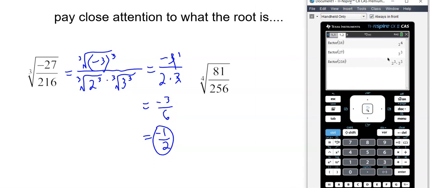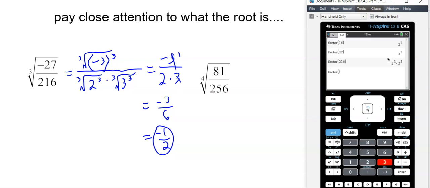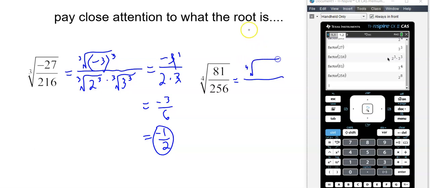Same thing here. Let's do prime factorization of this. So let's go menu, number, factor of 81, in case you don't know that one, factor 256. Okay, so I'm going to write those in their prime factored form in the numerator and denominator. So this would be fourth root. This is fourth root. Pay attention to what the root is. I'm looking for 4 of something. 3 to the fourth in the numerator, and fourth root of 2 to the 8th.